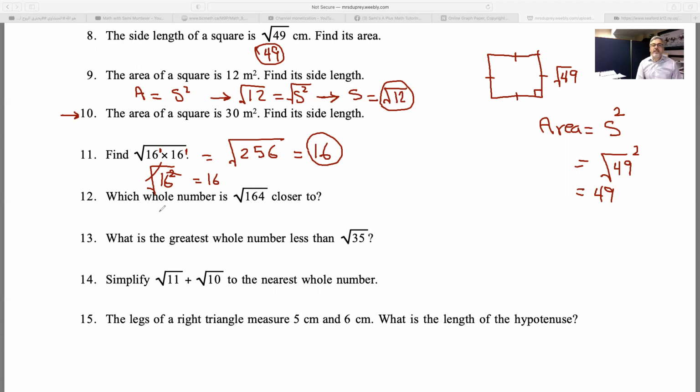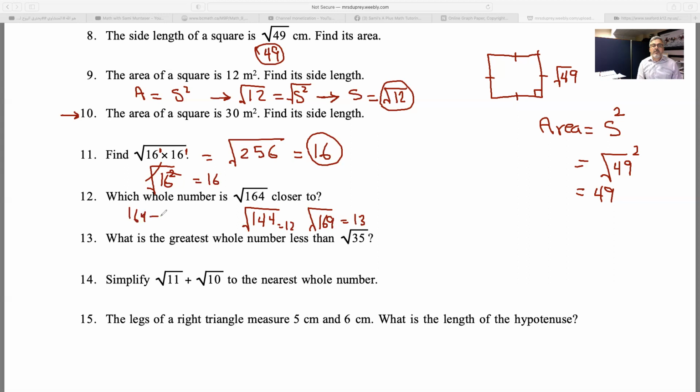Which whole number is closer to square root of 164? So look, we know the square root of 144. And after the square root of 144, we know the square root of 169. They're all perfect squares. Square root of 144 is 12, and the square root of 169 is 13. Now, which one is closer to this?